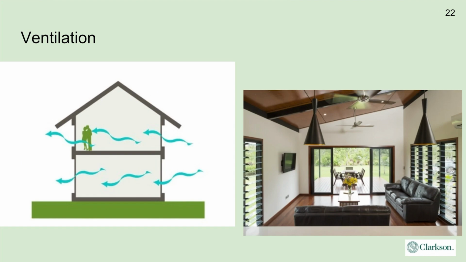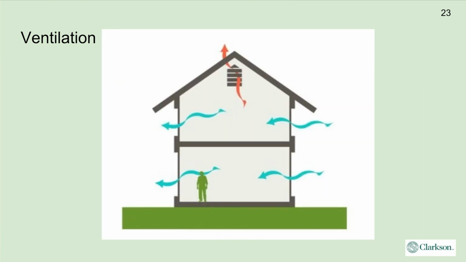For ventilation, when you're building your home, you might want to think about cross ventilation, so having windows and doors across from each other. And we also talked about convection, so hot air rises. So you want a place where the heat's going to be able to escape your home.